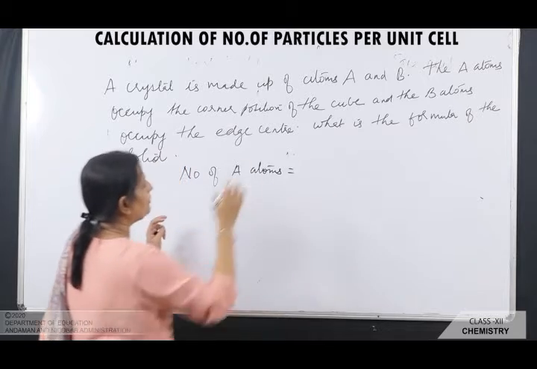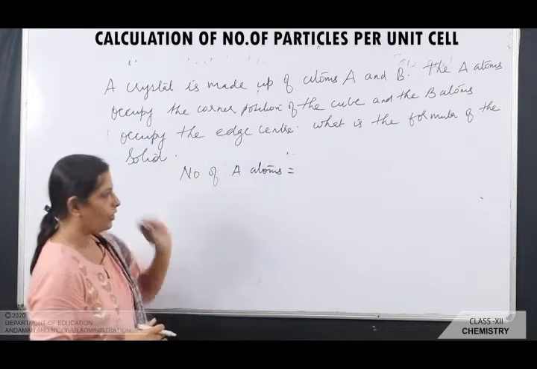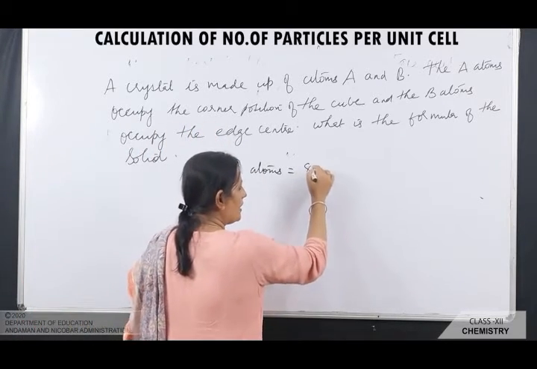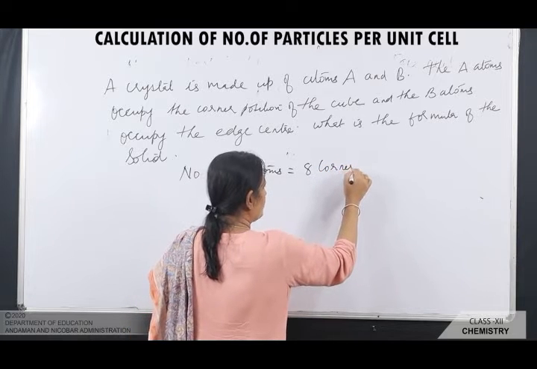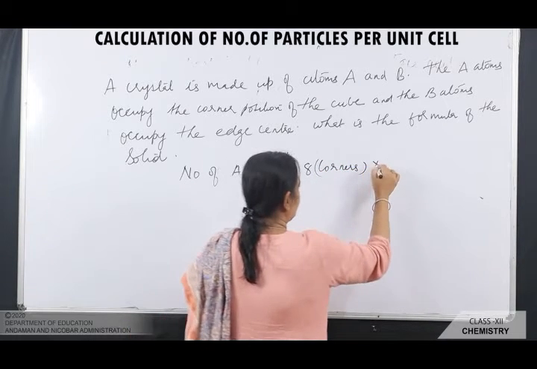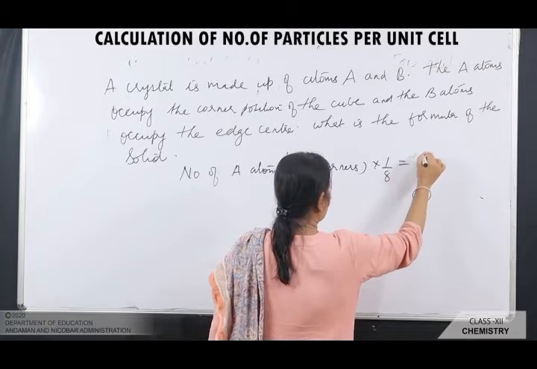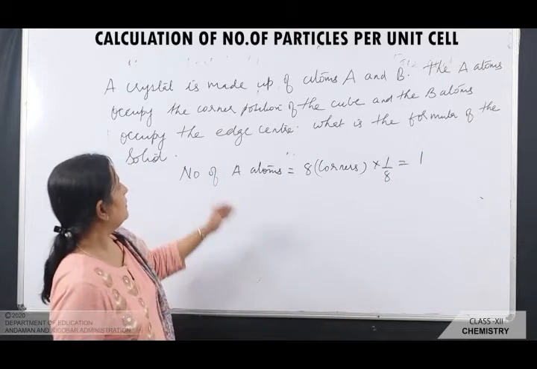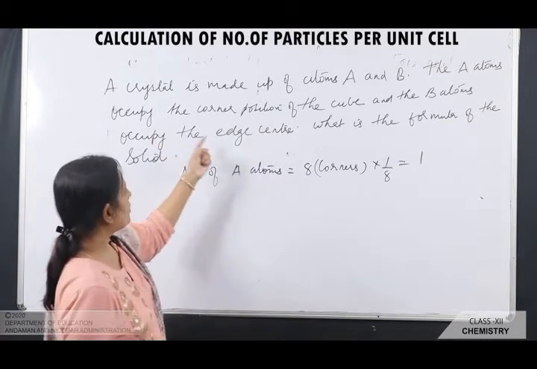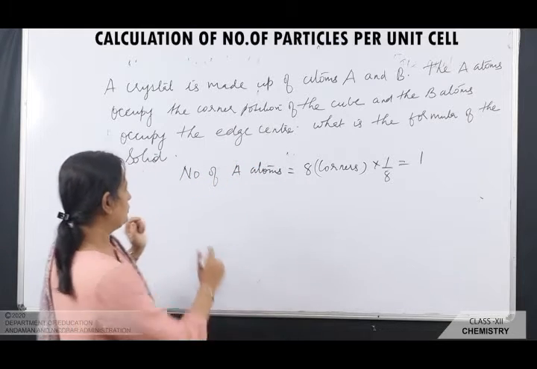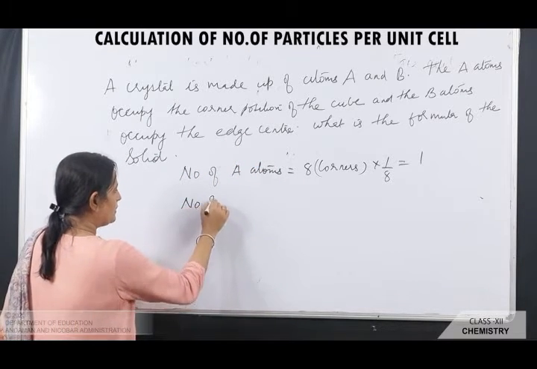Now, the A atom is occupying which position? It's occupying the corner position. So, how many corners are there? 8 corners. And what is the contribution of the corner? It's 1 by 8. So, what is the number of atoms? 1. Then, next you see, the B atoms occupy the edge center. So, you have to calculate the number of B atoms.